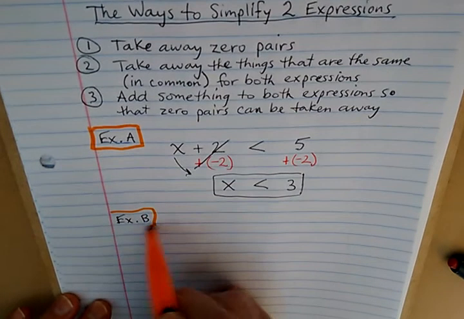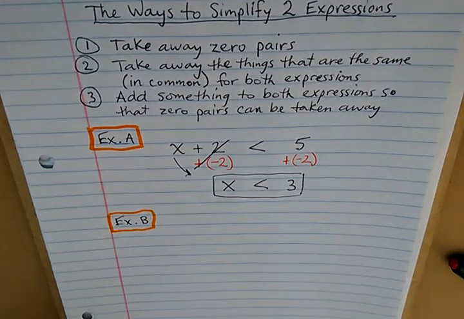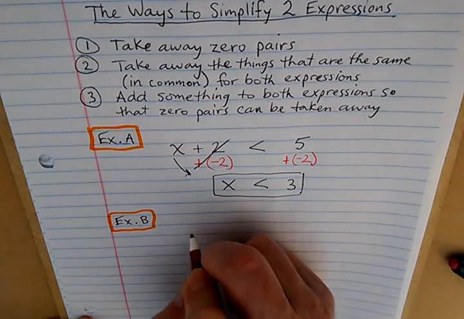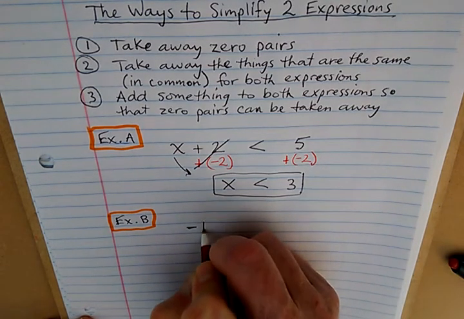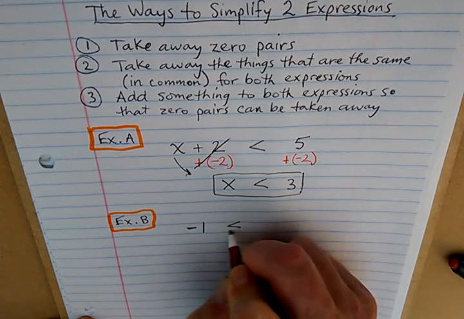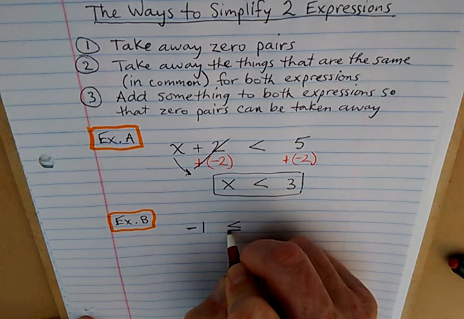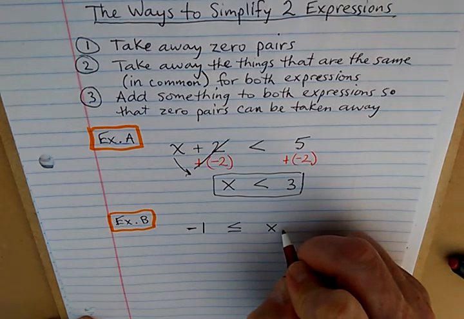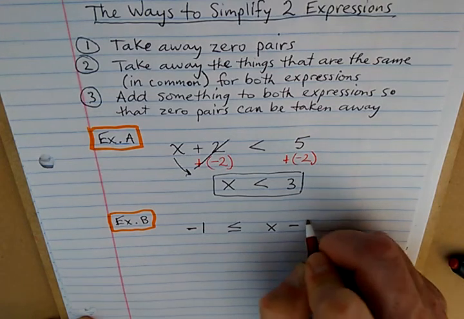Example B. Let's try another one. This time our expression on the left will be -1. And -1 is going to be less than or equal to x minus 7.